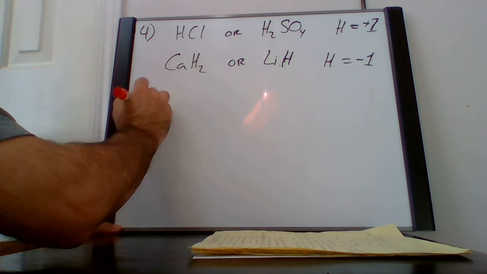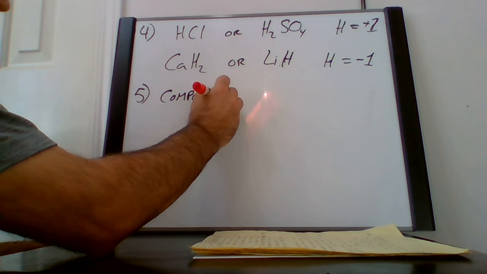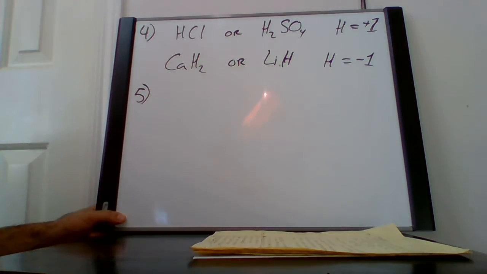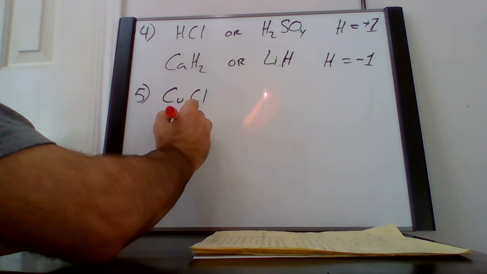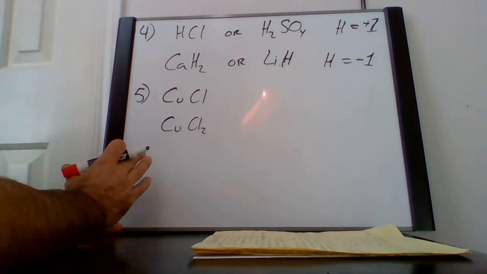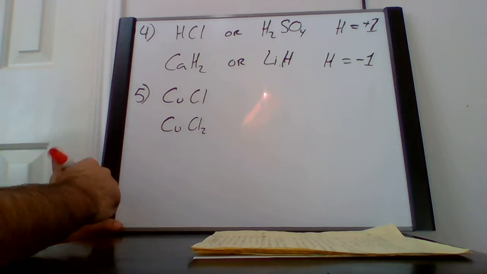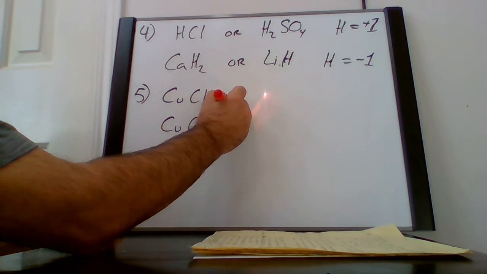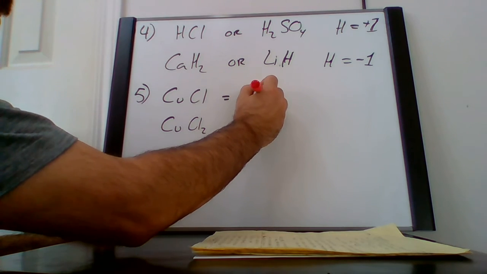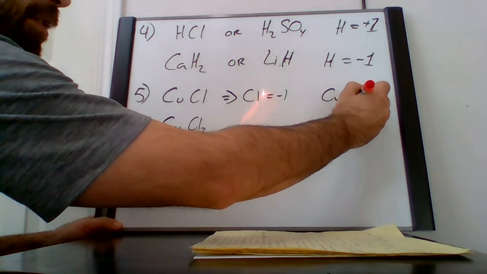When we are looking at compounds, the total value sums to 0. So let's look at 2 different compounds, CuCl or CuCl2. In both these situations, we're always going to sum to 0. We've got 0 charge on these compounds, so our total charge has to sum to 0. Well, our chlorine is going to be -1, and our copper in this case equals +1.